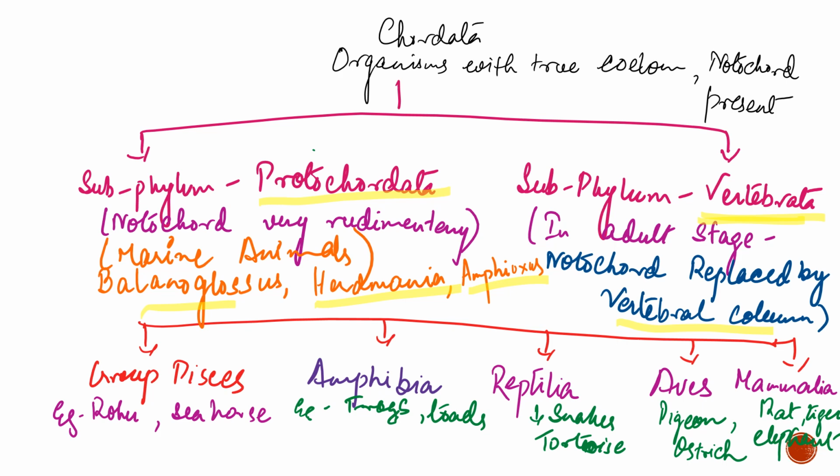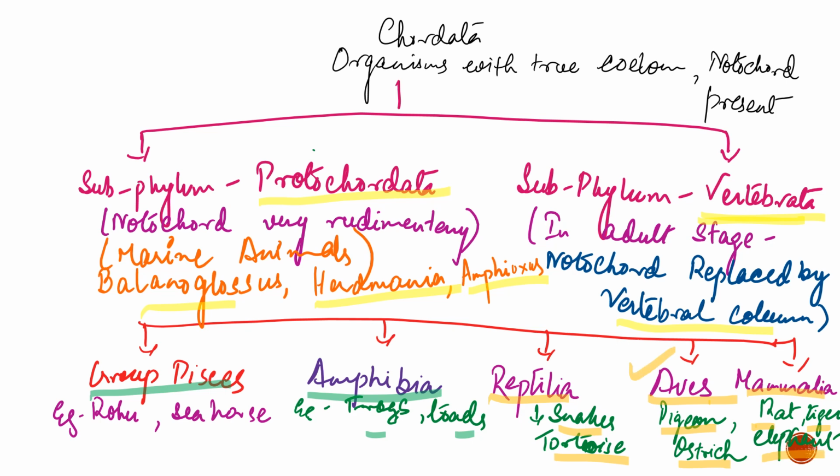In general, we can categorize animals under the subphylum vertebrata, and we have divided that into different groups. So let us come to the different groups of vertebrata. The first one is the group Pisces, that is Rohu and seahorse. Next comes group Amphibia, frogs and toads. Next comes the group Reptilia, snakes and tortoise. Next comes Aves, pigeon and ostrich, and next comes Mammalia. We all know mammals, right? Rat, tiger, elephants and all.